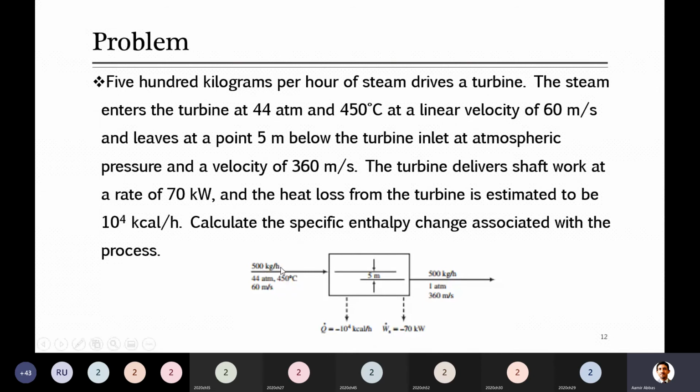Always the steam which is entering the system leaves out of the system. In a turbine, steam is not stored. The same amount which enters will leave at the same rate. Its conditions are given like 1 atm and 360. He didn't provide us the outlet temperature.